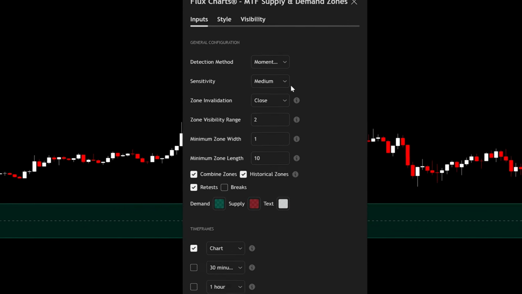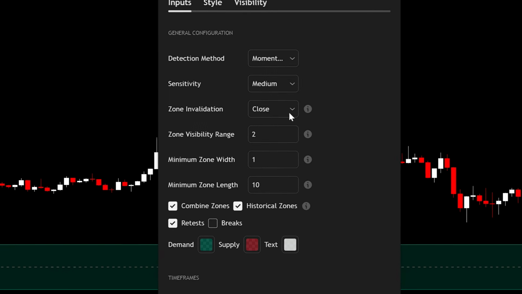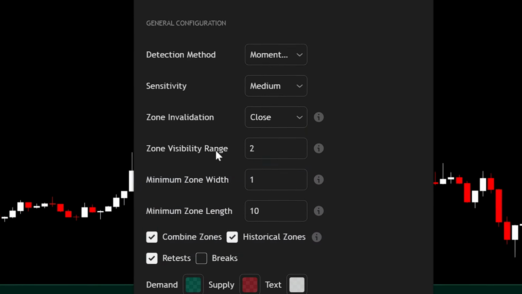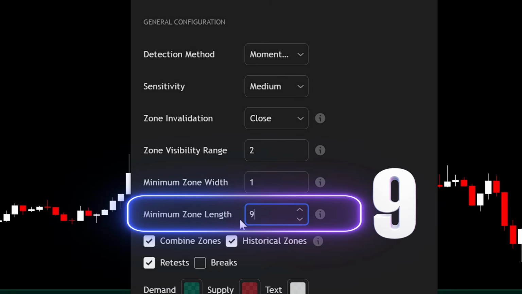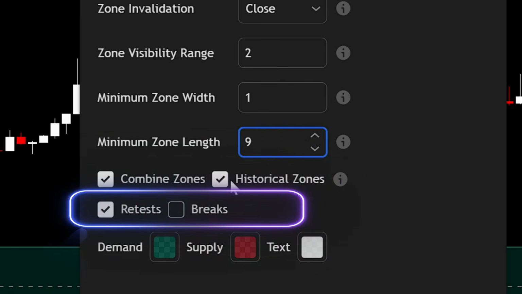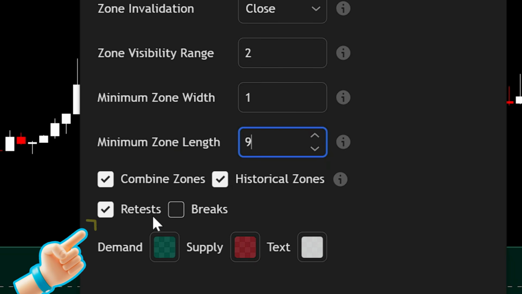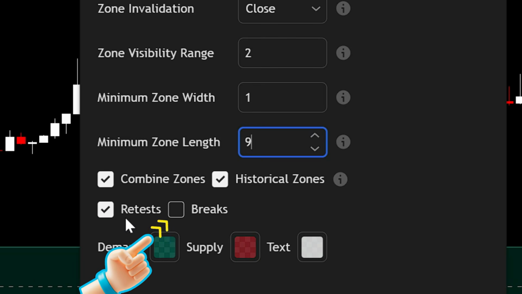Go into the settings, then into the inputs. The first tweak I always make is changing the minimum zone to 9. That tiny adjustment cleans up the zones so the chart doesn't feel cluttered. Next, you'll notice two choices: retest signals or break signals. Both work, but for this setup, I stick with retests.